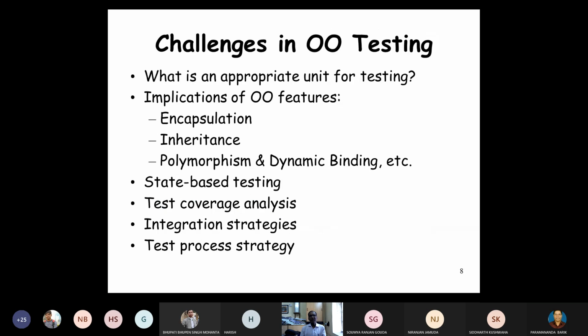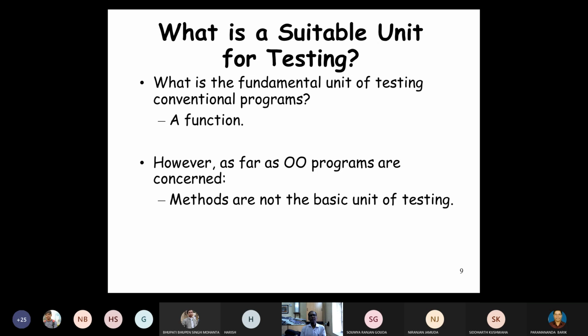Some of the challenges in object-oriented testing, let's say. First challenge is what is an appropriate unit for testing. Then the implications of the special object-oriented features such as inheritance, encapsulation, dynamic binding, polymorphism, etc. What is meant by state-based testing? Test coverage analysis. Some of the integration strategies. We have already seen many integration testing strategies, and how they are different for object-oriented testing. Then some of the test process strategies. We'll start with what is an appropriate unit for testing.